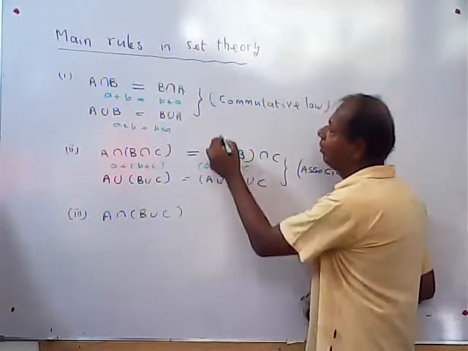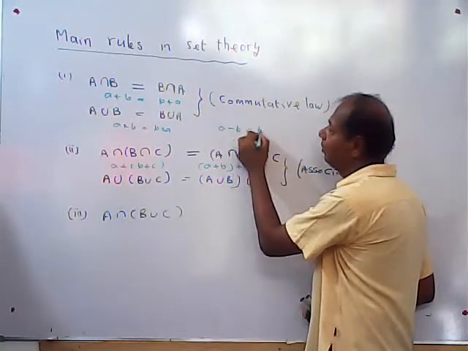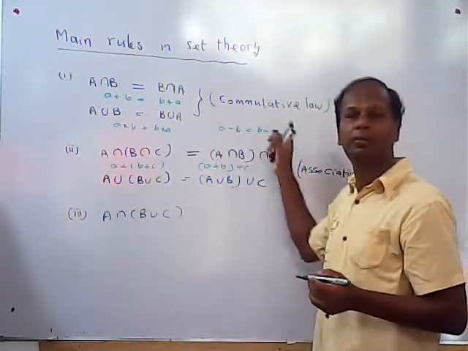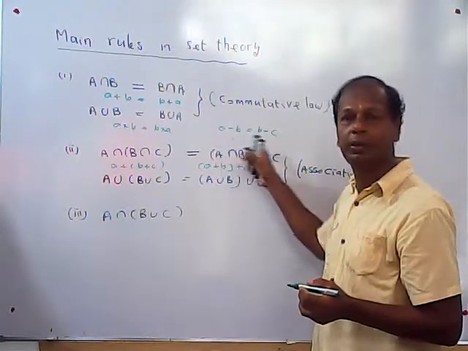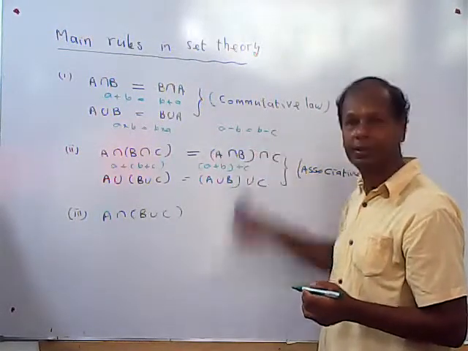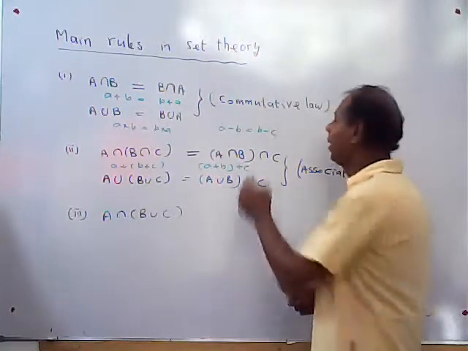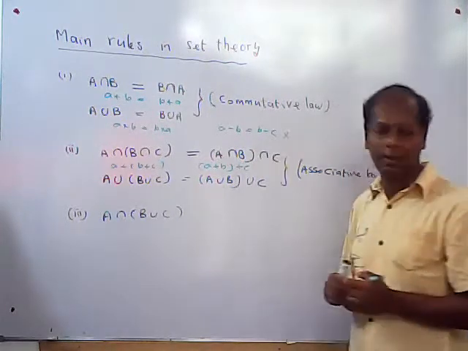Right? A minus B equals B minus A. Is the commutative law valid for subtraction? No. So it doesn't hold everywhere, right? It holds in some places.